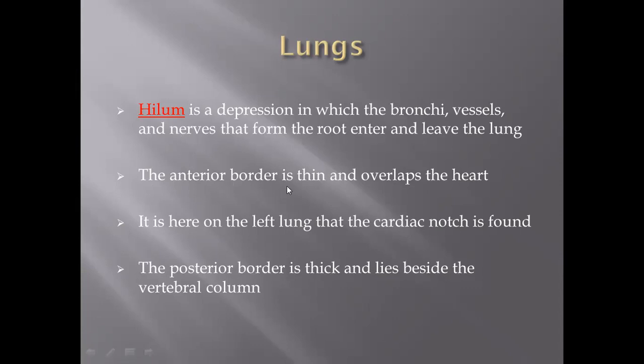The anterior border is thin and overlaps the heart. It is here on the left lung that the cardiac arch is found. The posterior border is thick and lies beside the vertebral column. So it basically has three borders: anterior border, posterior border, and the inferior border. The anterior border is thin and overlaps the heart, and the posterior border is blunt and thick. It is not sharp, right beside the vertebral column at the backside.